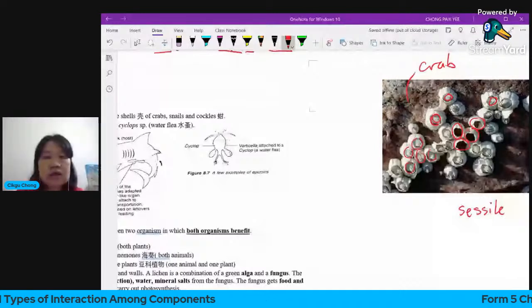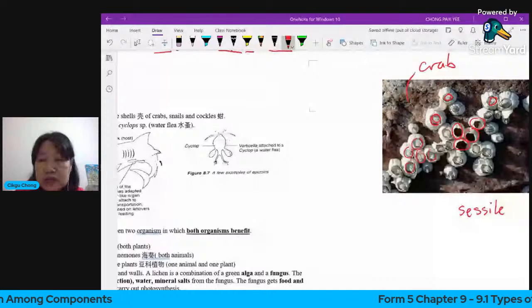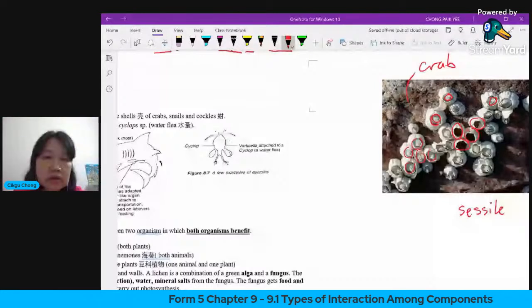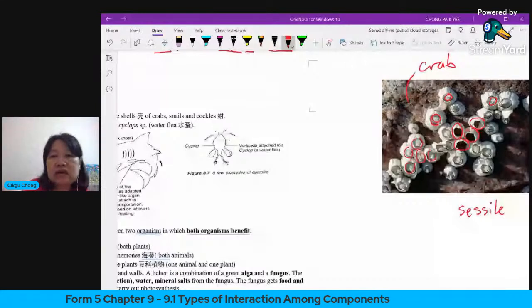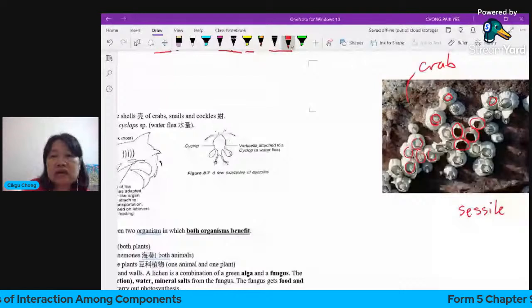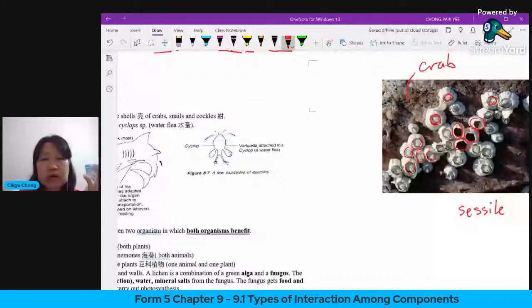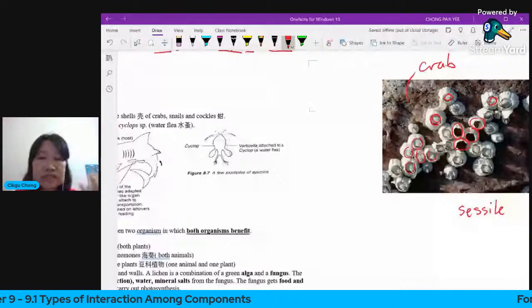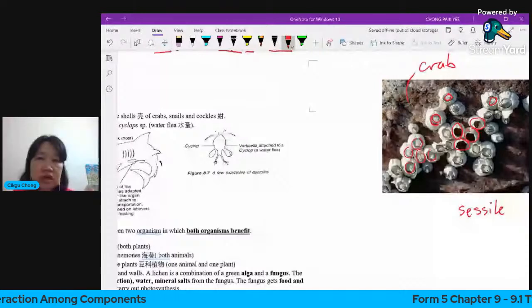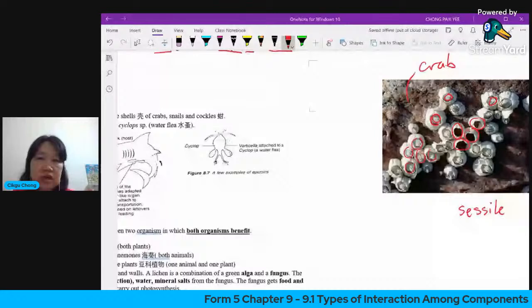Remember this one we learned in the nitrogen cycle, where we have the bacteria called Rhizobium. They live inside the root nodule of the kacang, pokok kacang. So the pokok kacang and the Rhizobium are good friends because they help each other. Rhizobium helps to fix nitrogen and convert it to nitrates. And why is nitrate good? Nitrate can be used by the legume or the plant to produce their protein.